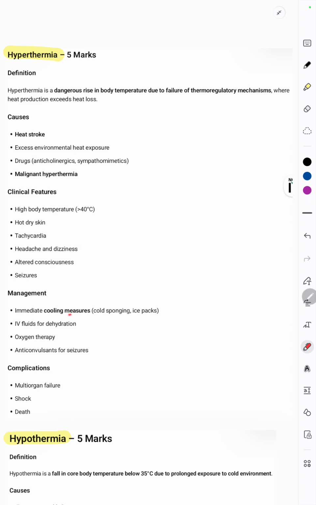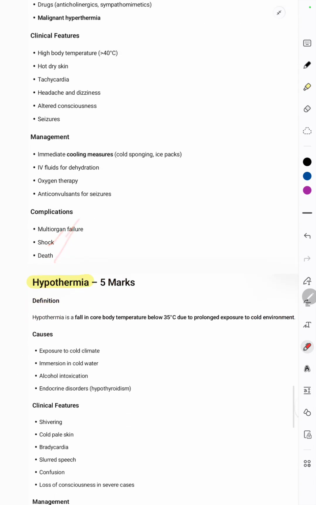In the management, immediate cooling measures, cold sponging, and ice packs should be applied at strategic locations. Then IV fluid is given for dehydration, oxygen therapy, and anticonvulsants. Complications are multiple organ failure, shock, and death. And hypothermia.